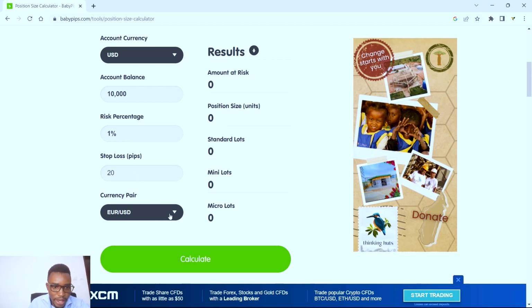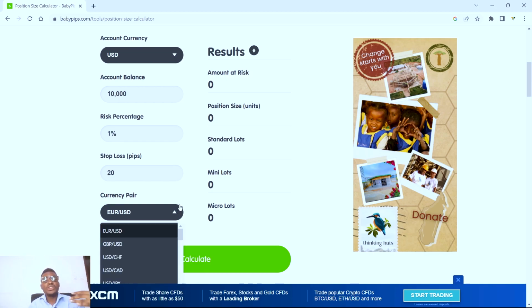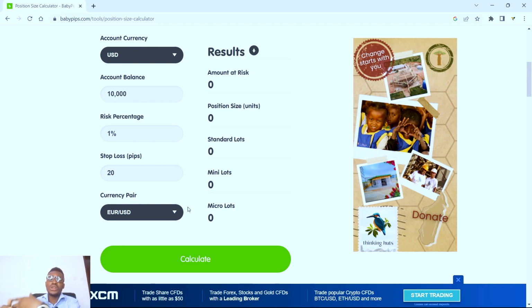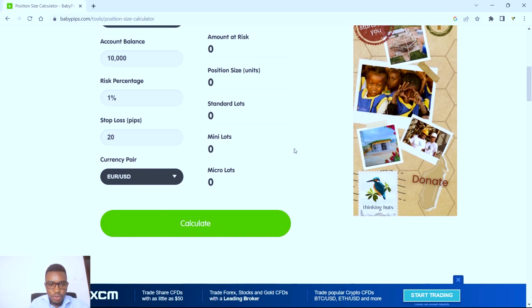Now, the currency pair I'm actually placing a trade on is pound dollar. If you switch it to pound dollar, you'll be asked to put the recent price. The difference is not too much because it wants to calculate the value per pip, so I'm just going to use the euro dollar here. So calculate, and that's it.